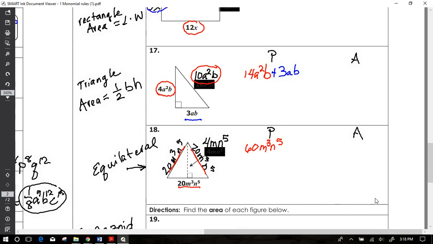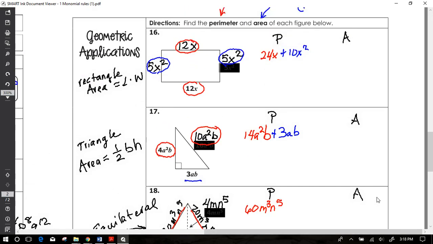Now let's go back up to 16 and start practicing our area. So I do have the formulas for area out to the left-hand side of my paper. I do recommend that you write all of these formulas down. You will see problems like this on your quiz, and it's going to be super beneficial for you to have your notes completed the way that they should be when you take your quiz, okay?